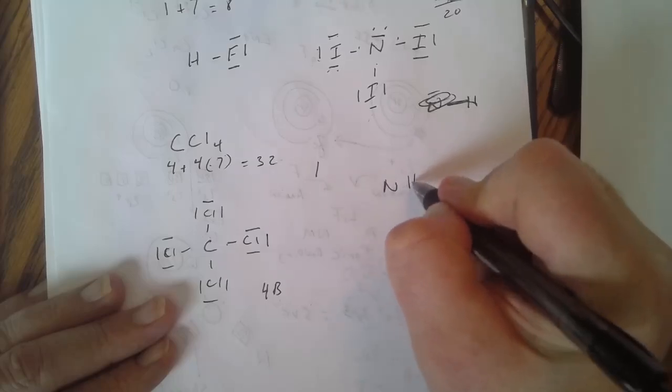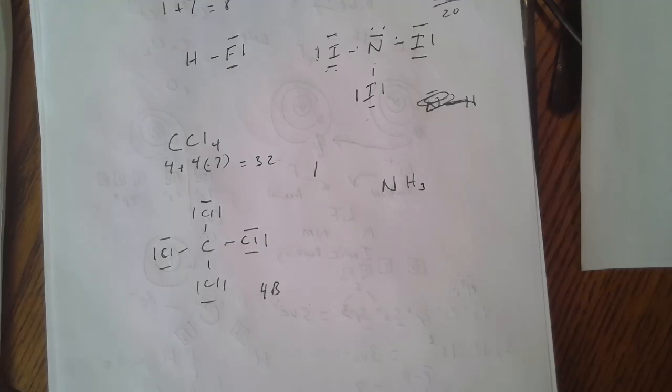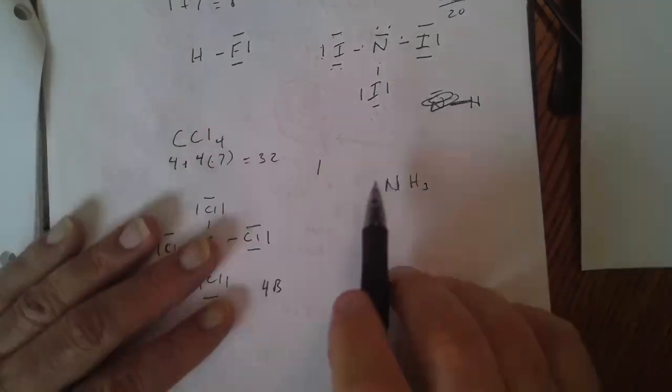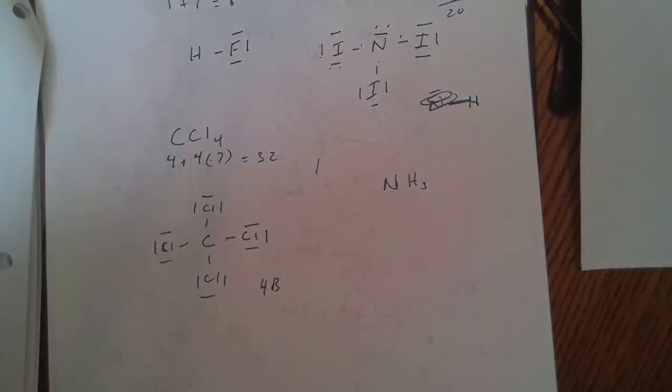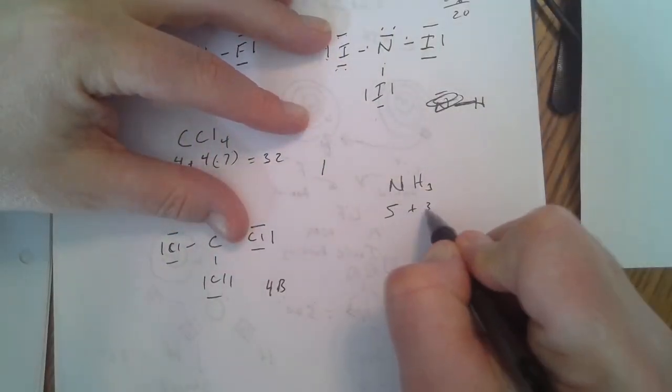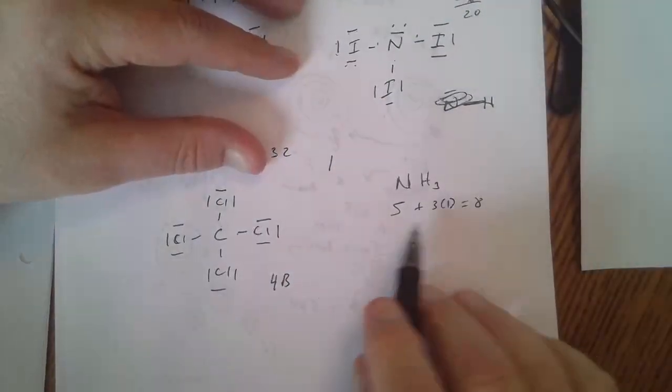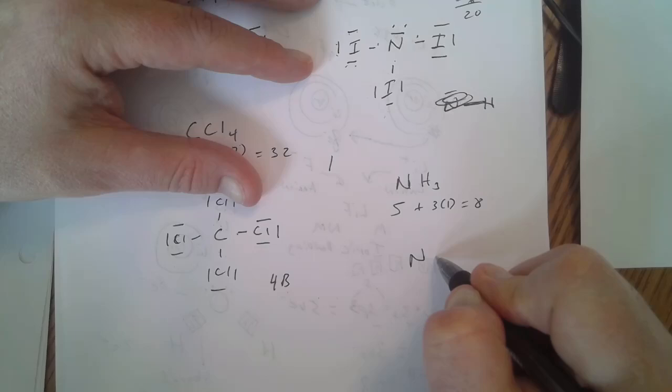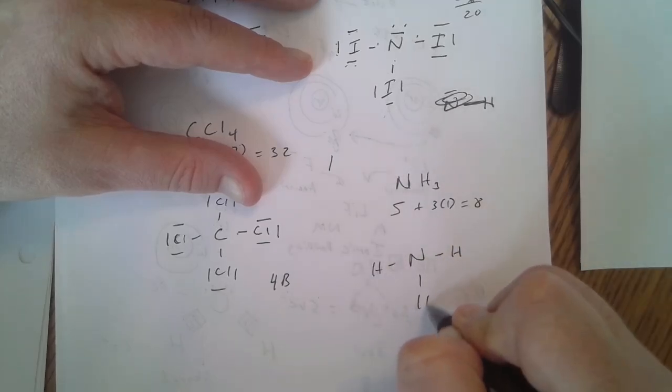One more, NH3. Try that on your own if you would. Nitrogen is in group 5A, hydrogen is in group 1A. If you needed a little bit of help there. That's going to be a total of 8. Nitrogen in the middle. Why? Because it is unique. Hydrogen's all around.